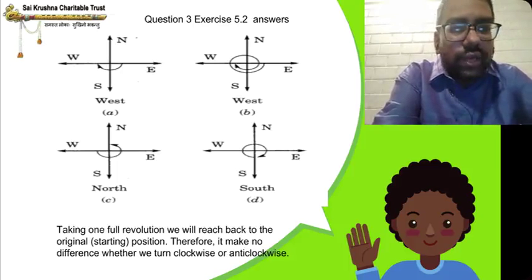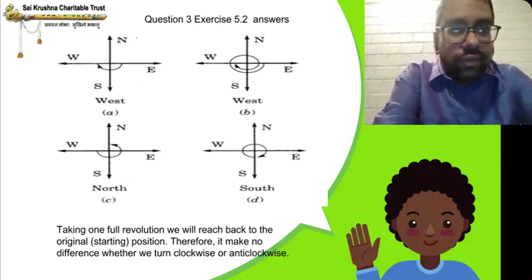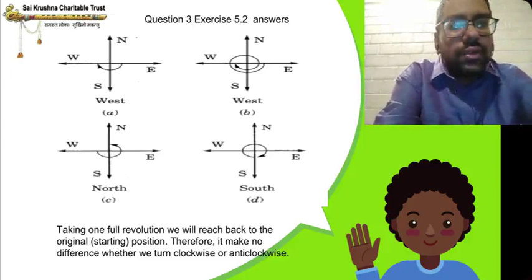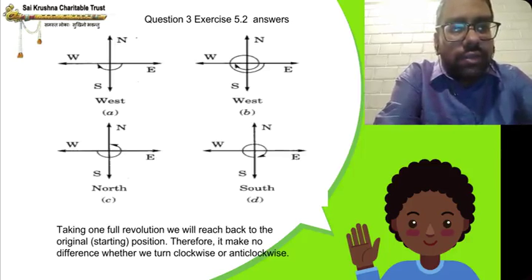East and make 1.5 revolution clockwise. 1.5 revolution means one revolution, which is 360 degrees, plus half revolution, which is 180. Totally 540 degrees, or how many? 6 right angles. East to east is 4 right angles, and again from east two more right angles you have to turn, east to south, south to west. So it will be facing west.